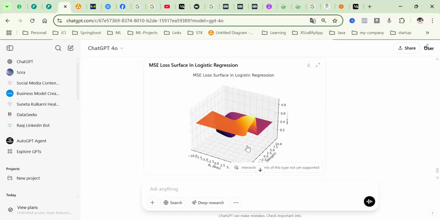So because it has a lot of local minima, you can apply gradient descent, but it will not give a reliable answer. It will get stuck in one of the values, as I explained in the earlier graph.